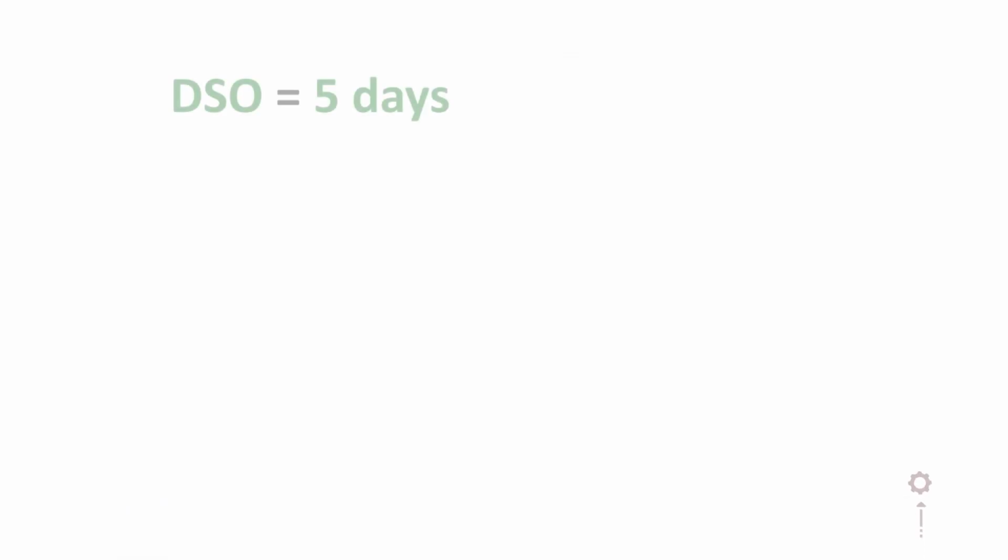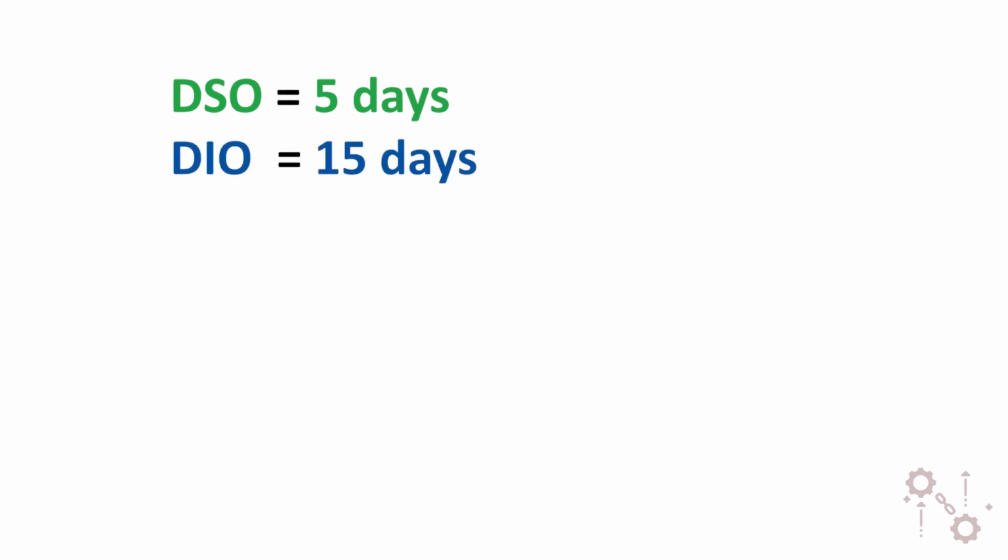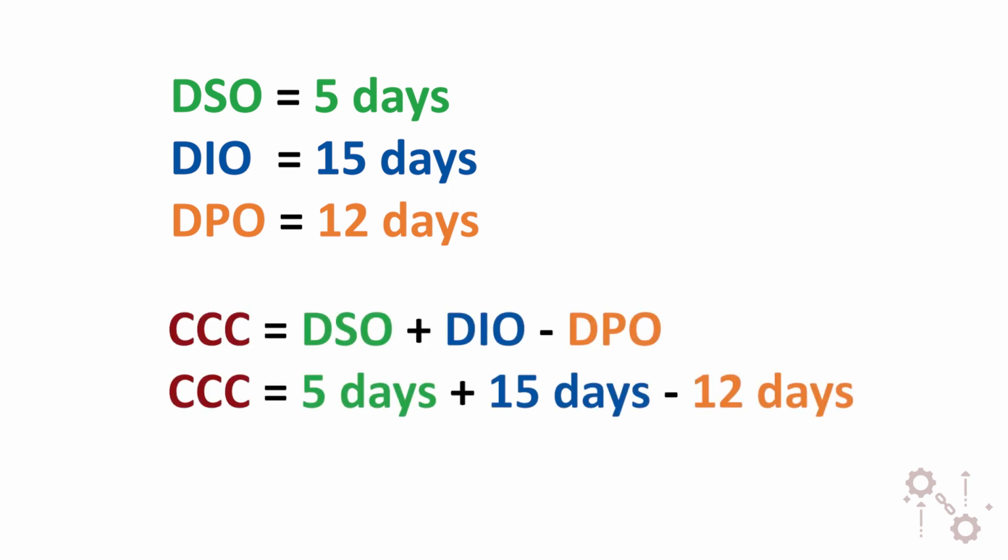Time for an example. Let's say a shoe shop has a days sales outstanding of 5 days, a days inventory outstanding of 15 days, and a days payable outstanding of 12 days. The cash conversion cycle for the shoe shop is therefore 5 plus 15 minus 12, which equals 8 days.